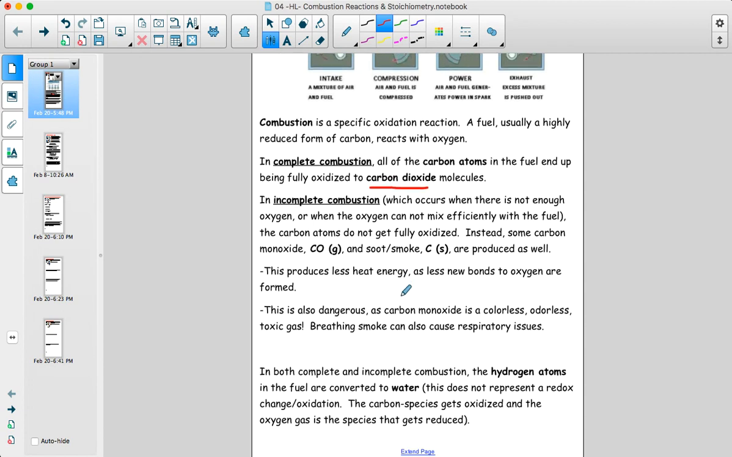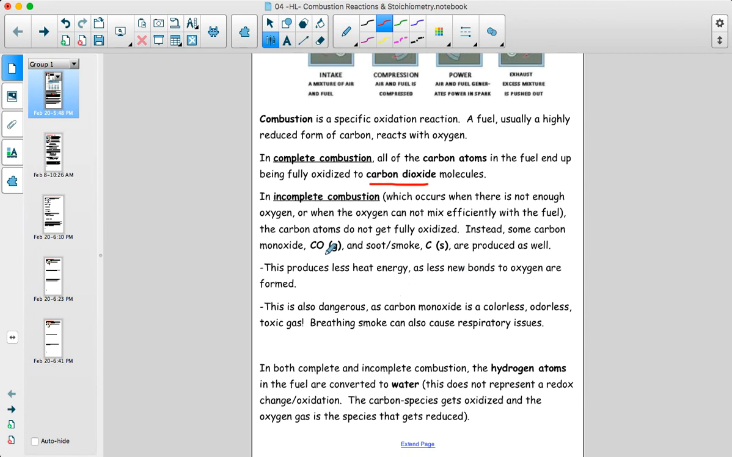And during incomplete combustion, the carbons, instead of turning into carbon dioxide, although they will still obviously form some carbon dioxide, the other products that get formed are carbon monoxide, which is a colorless, odorless, toxic gas. And they also form solid carbon, which is soot or smoke. And so incomplete combustion produces less heat because you're forming less bonds to oxygen. And it's also dangerous because you're making toxic gases and creating smoke, which you might breathe in and could cause breathing problems.